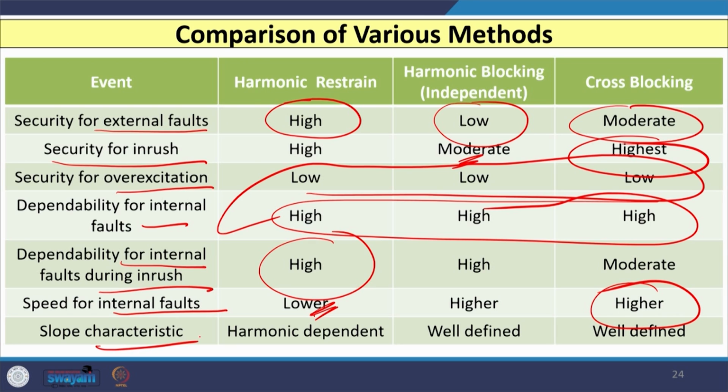And if I consider the slope characteristic, then we have discussed that if I use the harmonic restraint method, there is a shift in the characteristic because of the addition of harmonic contents, that is the I into k term along with the restraining term, whereas the slope characteristic is well defined in case of cross blocking and independent harmonic blocking.